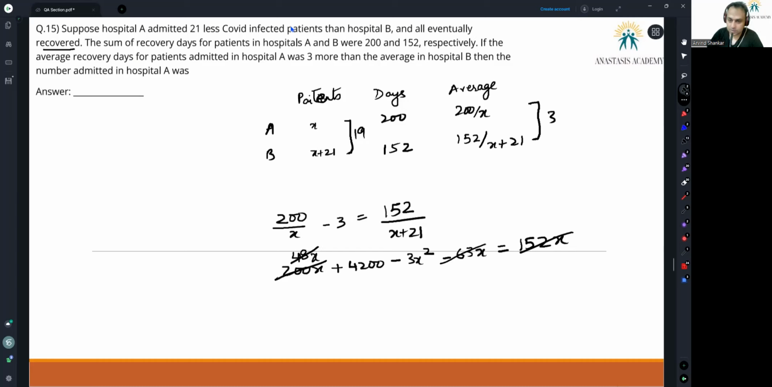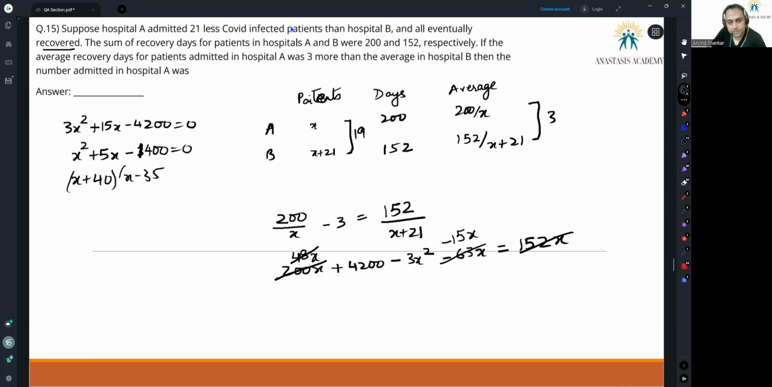इसको हटाया, so this turns to minus 15x. Minus 3x square minus 15x plus 4200. Take it all to one side. So we get 3x square plus 15x minus 4200 is equal to 0. I can remove the 3 also. X square plus 5x minus 1400 is equal to 0. So x plus 40 and x minus 35 is equal to 0, which means x is equal to minus 40 or x is equal to 35.